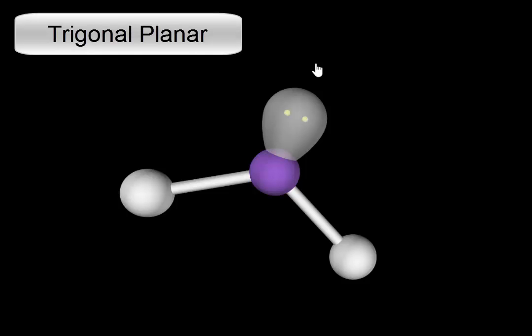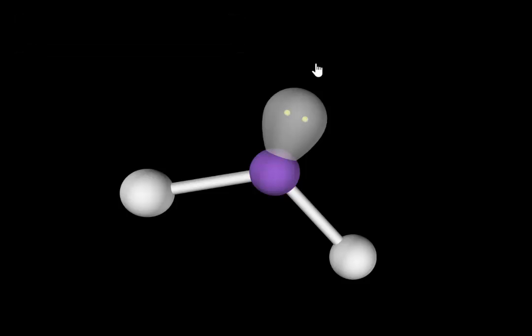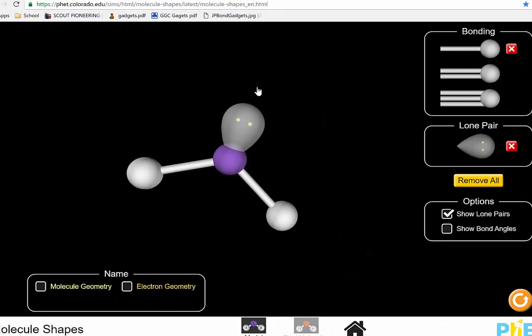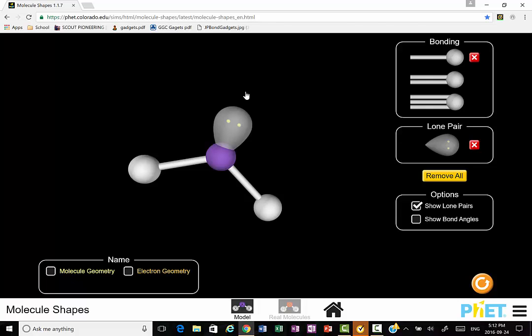Now, as we go through this lesson, you are going to learn many different shape names which you will have to memorize. You will also learn how to identify the shape names and draw these shapes for any molecule that I give you. And so let's go back to our handout and we'll go through a number of examples.